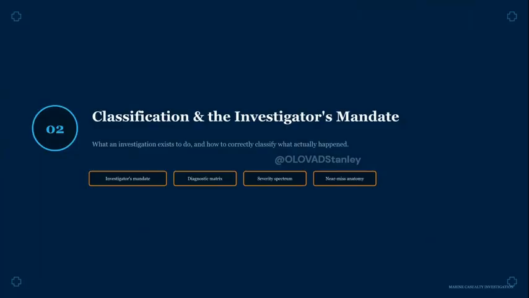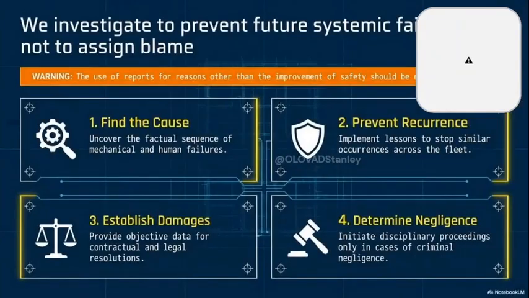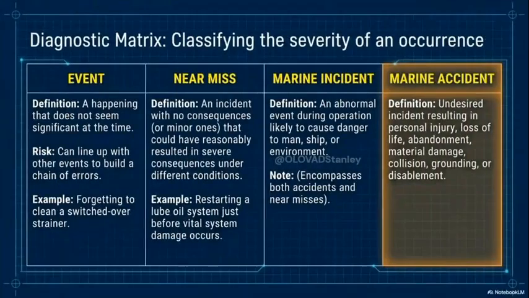It is crucial to understand what an investigation is intended to achieve and how to correctly classify the events that occur. The goal of an investigation is to prevent future systemic failures, not to assign blame. Investigations should focus on uncovering factual sequences and implementing lessons to improve safety across the fleet. To effectively analyze incidents, we use a diagnostic matrix.